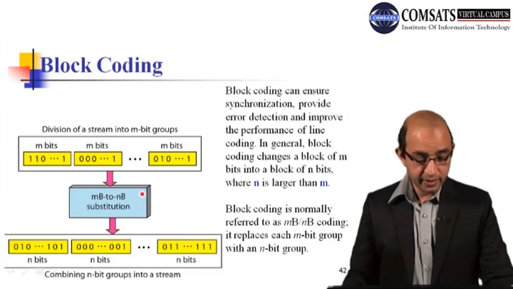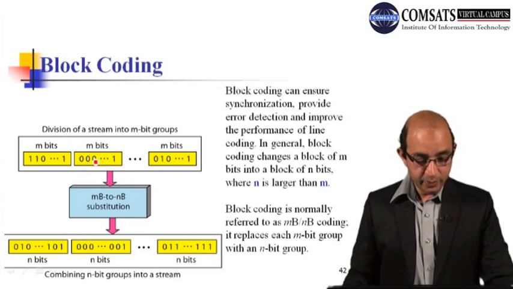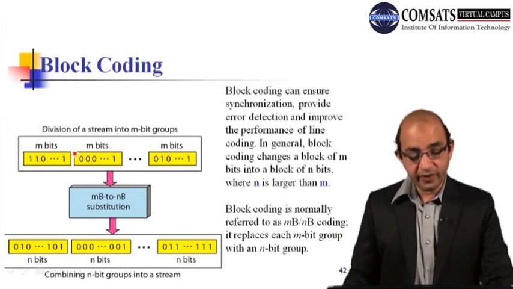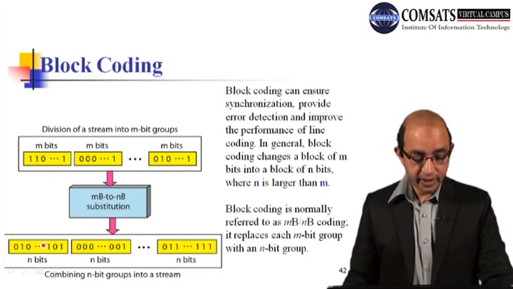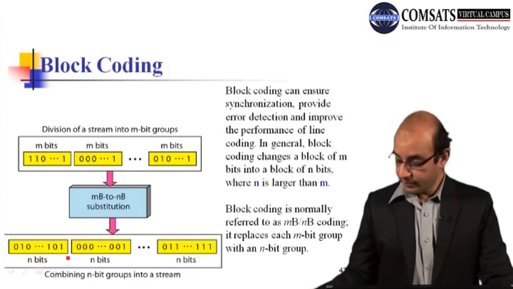So here is the example, right? So in a stream, we actually divide a stream of bits into m-bit groups, right? So m bits, and then mB to nB substitution. So we replace them after encoding those blocks, right? So n bits are greater than m, because we are adding redundant bits.